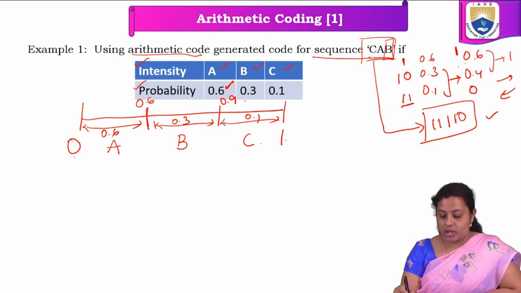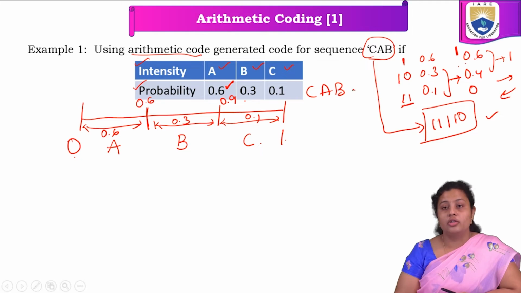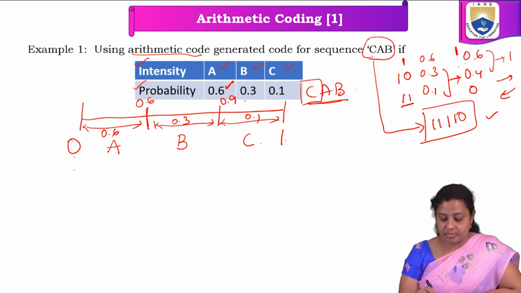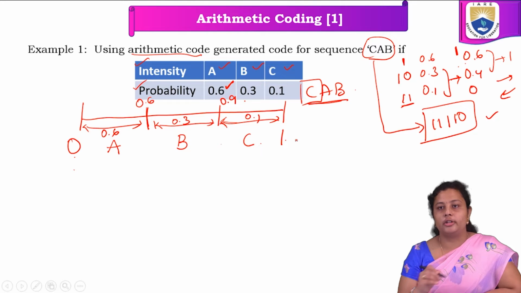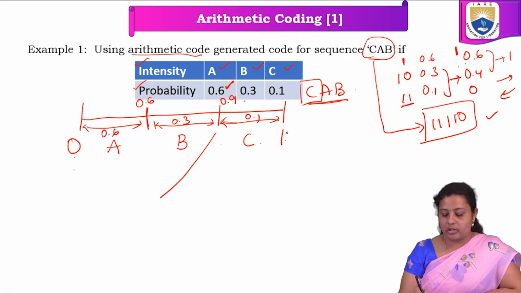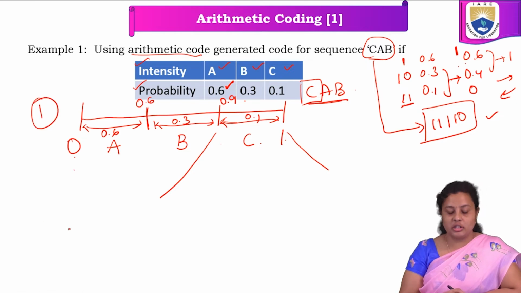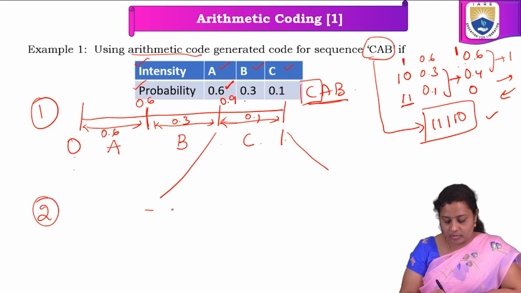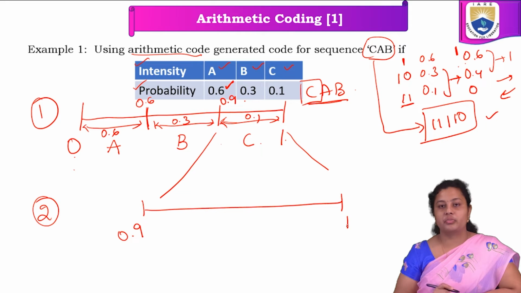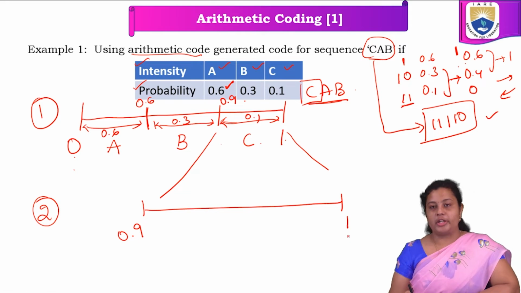So I have my sequence here, CAB. What is C? When I am dividing my range 0 to 1, C is represented by the range 0.9 to 1. I will consider this range for my second stage. So this is my first stage, and my second stage will have the new range values 0.9 to 1.